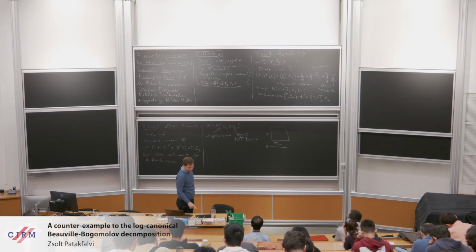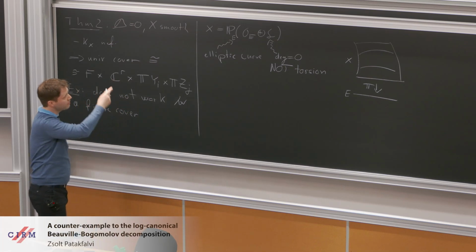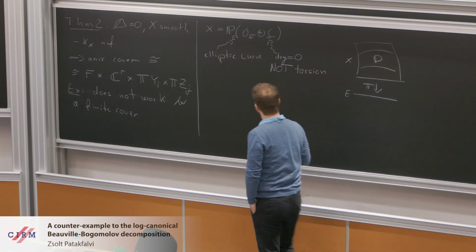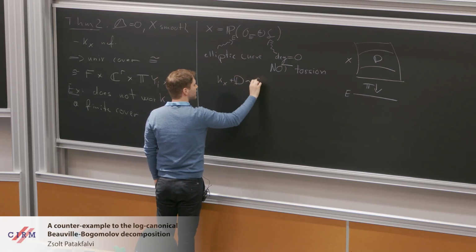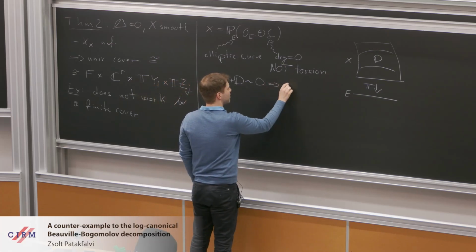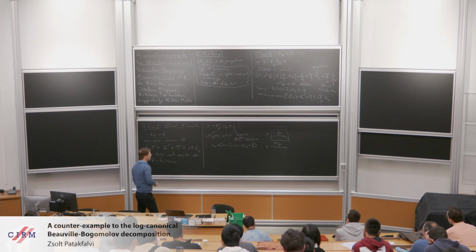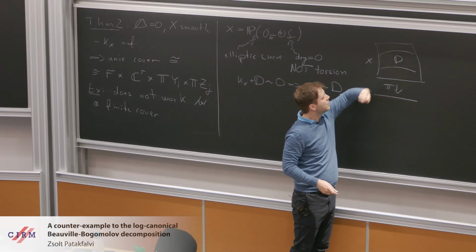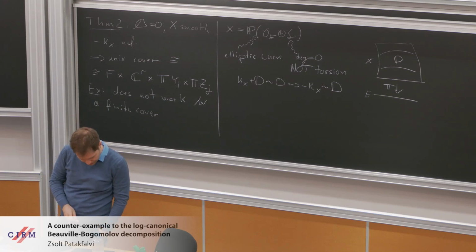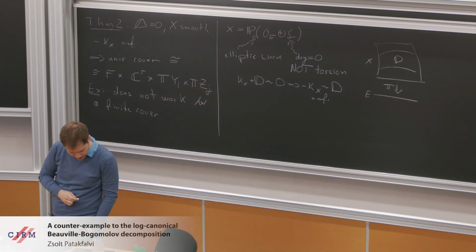Why is minus K_X nef? Maybe just a little. So actually, if you take the two sections given by the two projections to the two factors, then you can easily show by adjunction that K_X plus D is linearly trivial. And then that means that minus K_X is linearly equivalent to D. And then it's clear that it's nef, right? Because the self-intersection of both sections is just the degree of these, and both have degree 0. So it's clear that this thing is nef. Okay, so indeed the theorem does not work with a finite cover.